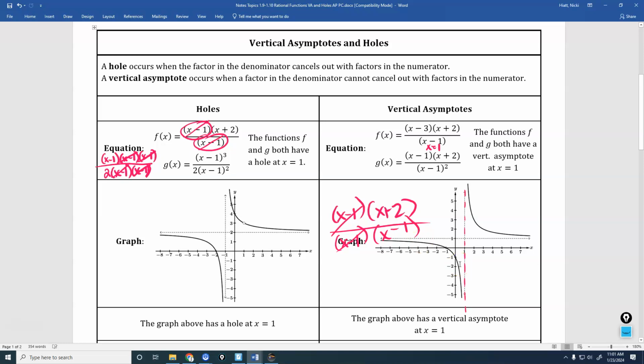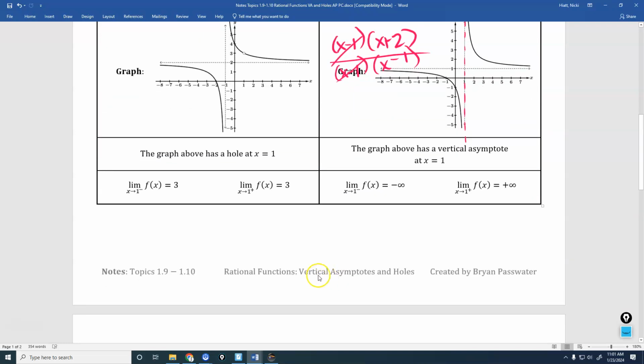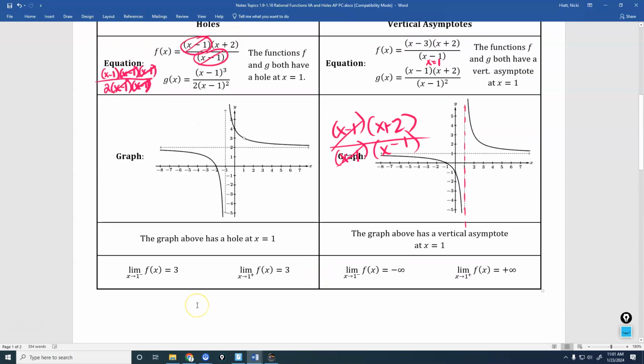Okay, so if they cancel, it's a hole. If they do not cancel, asymptote, right? That's our main thing that we need to know. Now, here is some notation that we have to use, okay? And this is the thing that's different from how I've taught this before. I've not had to do limit notation, but it appears limit notation for this may show up on the AP exam. So right here, this says limit as x approaches.